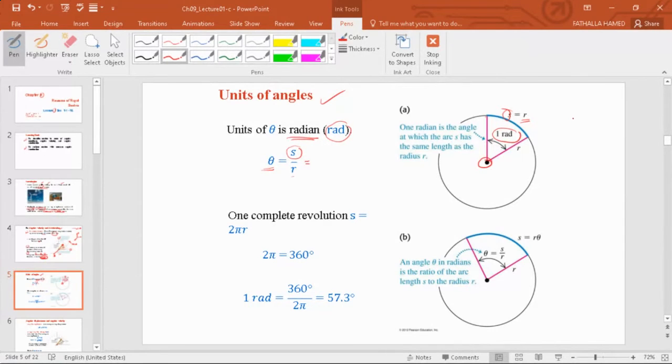Now, from high school, you know that when you go around the circle, the circumference of the circle is equal to 2 pi r.